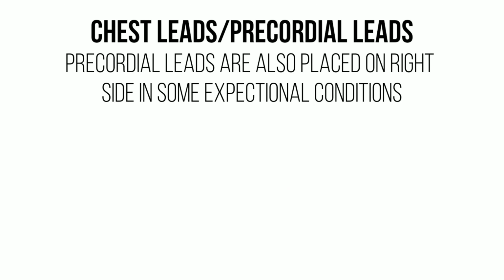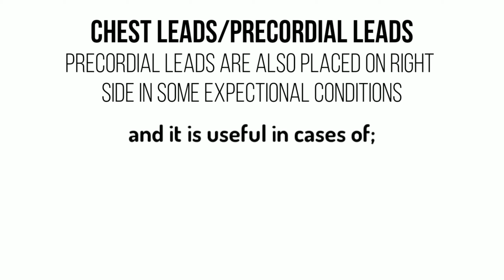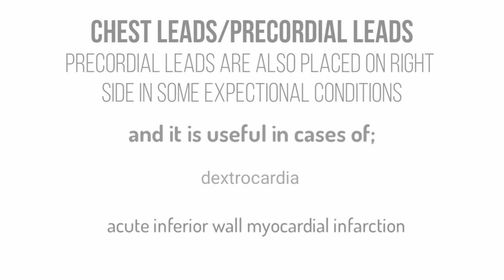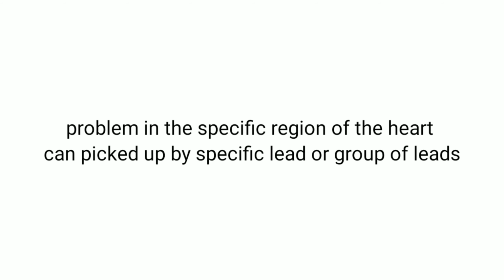Sometimes the precordial leads are obtained from electrodes placed on the right side of the chest, and it is useful in cases of true mirror image called dextrocardia and in acute inferior wall MI to diagnose right ventricular infarction. Now, problems in specific leads or groups of leads suggest that a specific region of the heart might be affected.